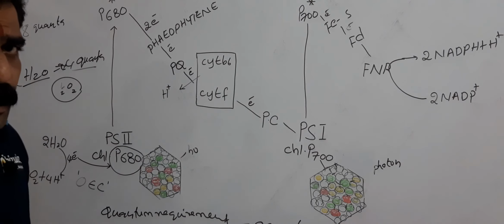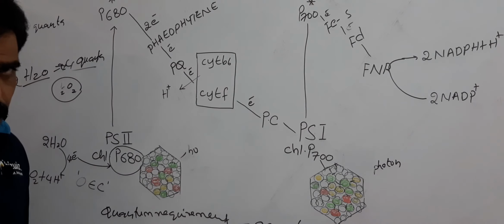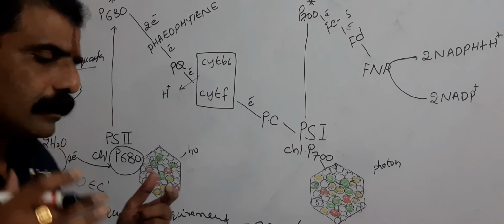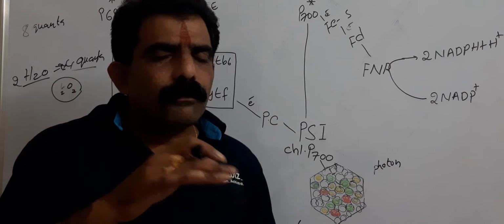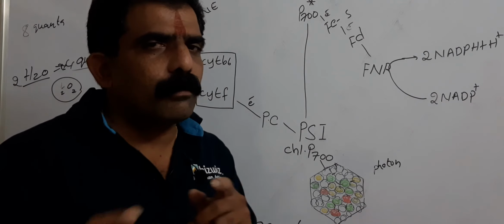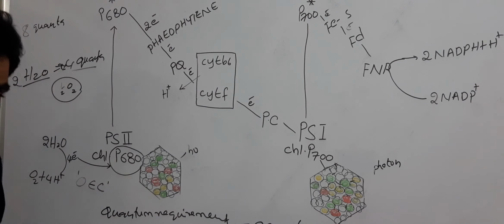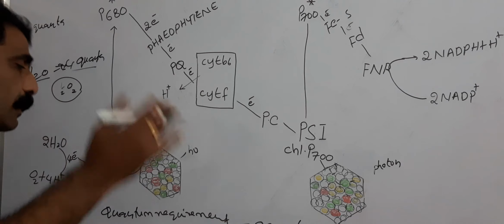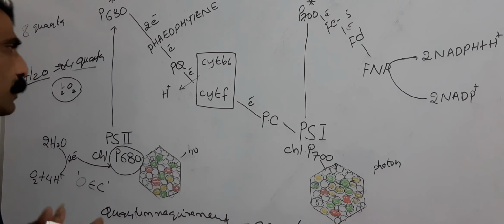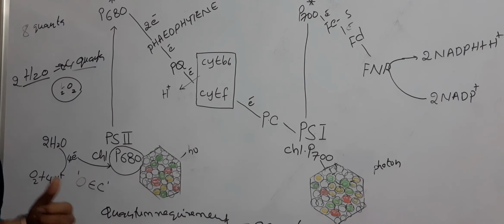Why is oxygen evolved? If photolysis takes place. So for the photolysis of one water molecule, 4 quanta, 2 quanta at PS1, 2 quanta at PS2. For the photolysis of 2 water molecules, 8 quanta, 4 quanta at PS1, 4 quanta at PS2. So each water molecule releases half molecule of oxygen or one atom. So 2 water molecules can produce 1 molecule of oxygen.